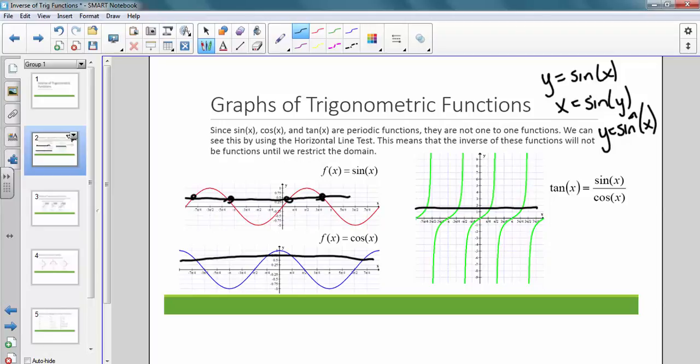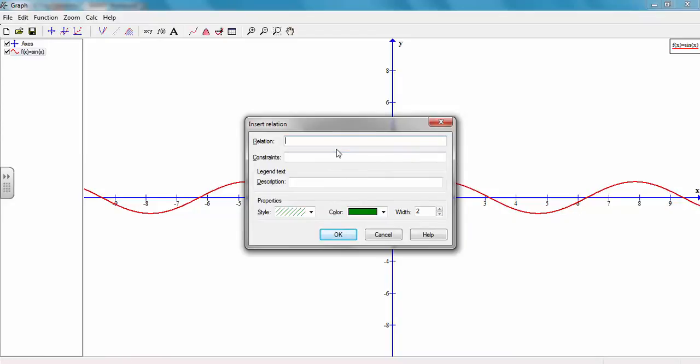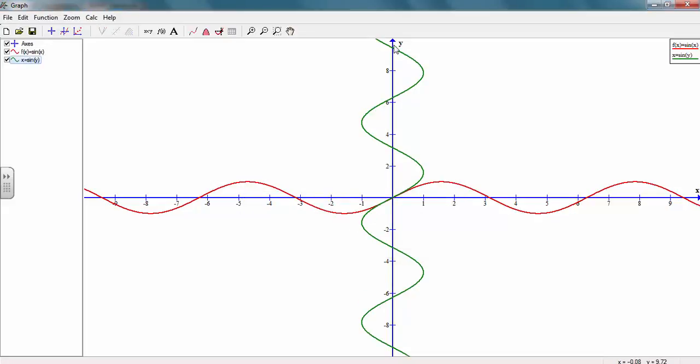So in order to graph that, I have to do function, insert relation because it's not a function, and we're going to insert x equals the sine of y. Make sure it's in a different color. I have it in green here. And so now you can see here is the inverse of the sine function. So you can clearly see that this is not a function. So that's why we need to restrict the domain until it becomes a function.